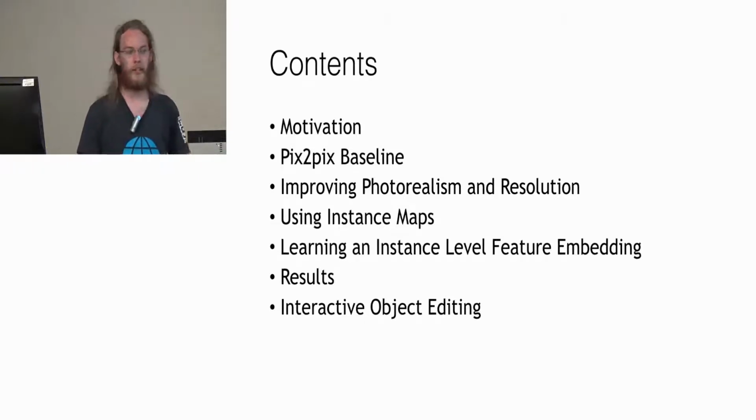So first we're going to talk a bit about the motivation behind this paper, as well as the pix-to-pix network that was used as the basis for this model. We're going to talk about some of the primary steps the authors took to improve the photorealism and resolution that they could produce with their output, along with some of the additional steps taken to improve output and to enable object manipulation. Finally, we're going to talk about the experiments and results that the authors performed, as well as a showcase of the object manipulation that we've been talking about.